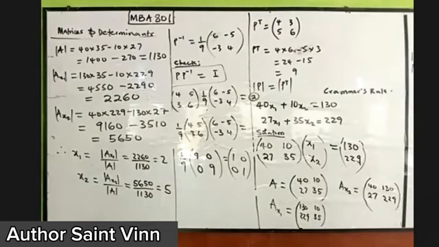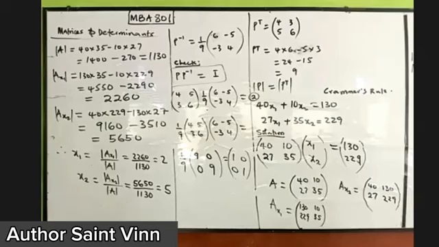Any question? That is how to solve simultaneous equations of 2 by 2 using Cramer's rule. That's all. We have tried our best. We are moving on to 3 by 3. Any question? If you don't understand, let us know.